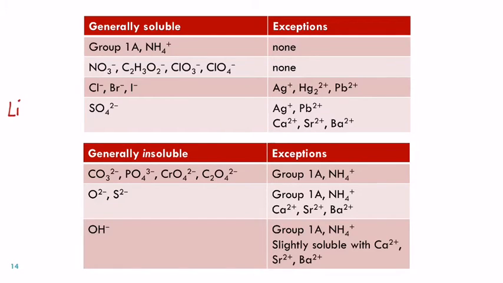Let's say we're trying to decide if lithium carbonate would dissolve in water or not. I would start at the top here, group 1A and ammonium. Oh, lithium is group 1A. Those are soluble, no exceptions. I don't need to go any farther. I don't need to go all the way down here and see that carbonate compounds are generally insoluble except when they're paired with group 1A metals, because the group 1A metals, their compounds are always soluble. So that one is soluble, and so if we need to indicate the phase, we would say it's aqueous because it'll dissolve in the water.